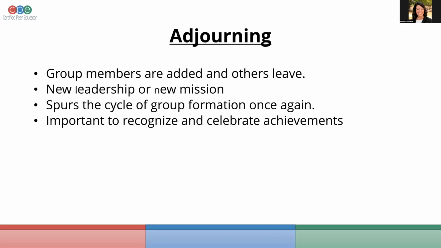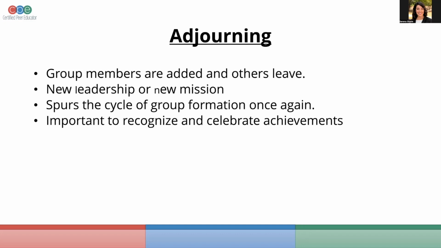Anytime a member either joins or leaves, the group must go through this cycle of group formation again. This is because every person contributes their own unique perspective to the group. This loss or gain of perspective shifts the entire group's dynamic. Often, the process of going through these stages is shorter than when the group initially formed. However, the process must still be followed.